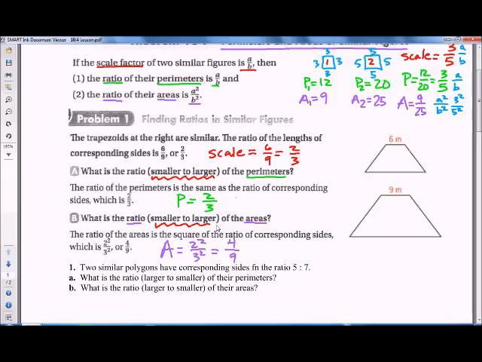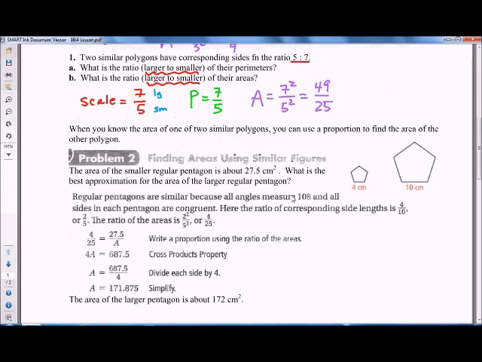Pause the video and try the next example. Now you should have seen that you were given the ratio of 5 to 7 for two similar polygons. But as we looked into the problem, we saw that they wanted the ratio of larger to smaller. So we wrote our scale factor as 7 to 5. Our perimeter ratio is the same, 7 to 5. And our area ratio is our scale factor squared, so 49 to 25.